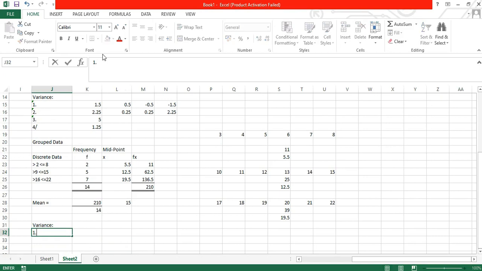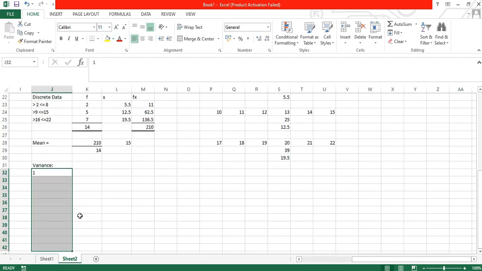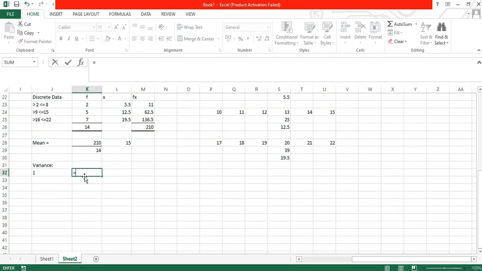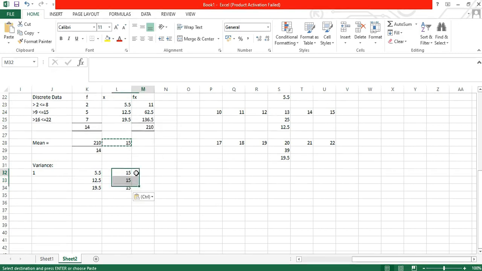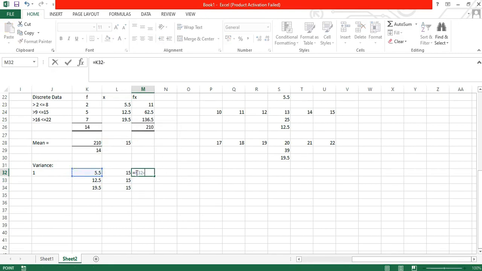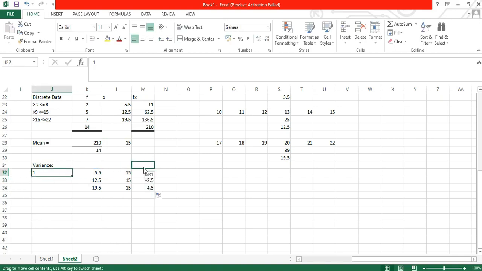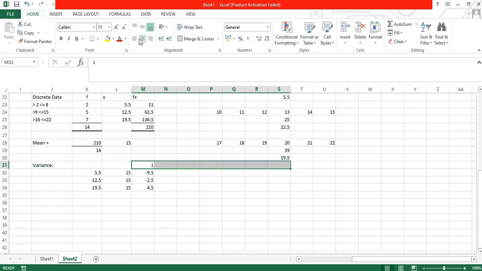Now get the difference between the midpoint and the mean for the variance. So step 1, you'll be having the midpoint. So I'm going to take the midpoints here and 15 here. So we have 15 and then you take the difference. That's step 1.